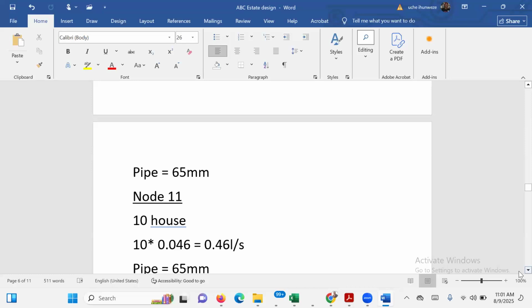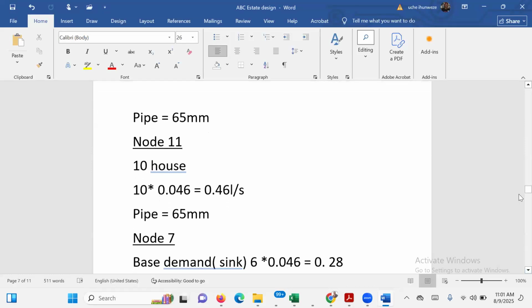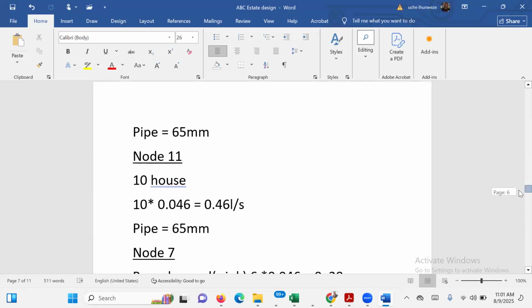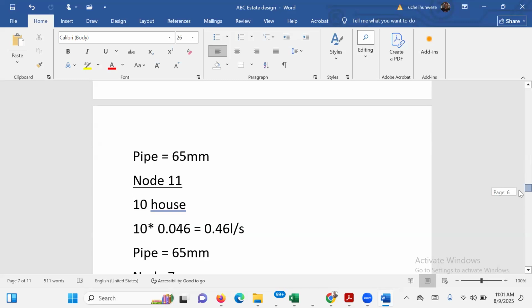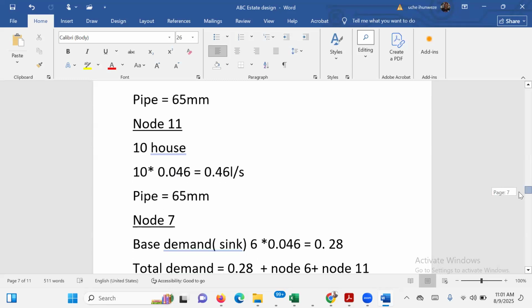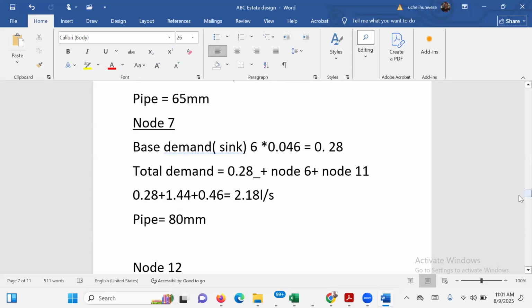So in these 10 houses that are connected, simply say it's house 10. Okay, house 11, sorry. It's house 11. Node 11. So node 11 has 10 houses connected to it. So that will give 0.46. Because it's still less than 1, we just give it 65 mm pipe. We go to node 7.